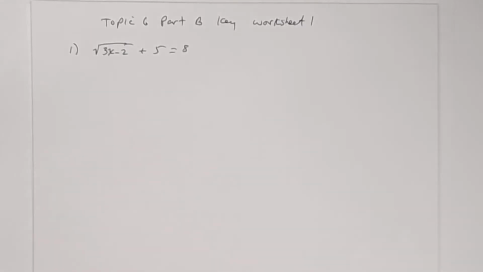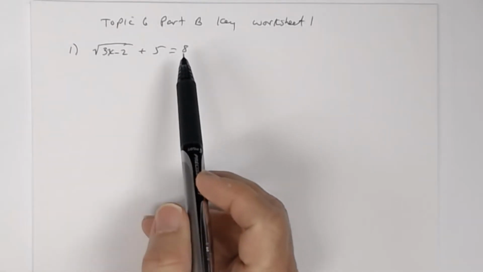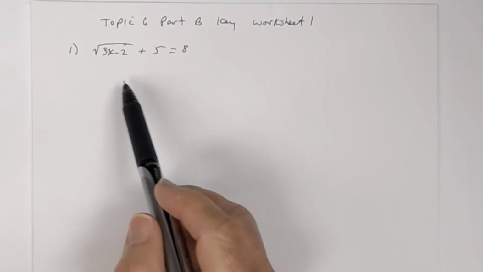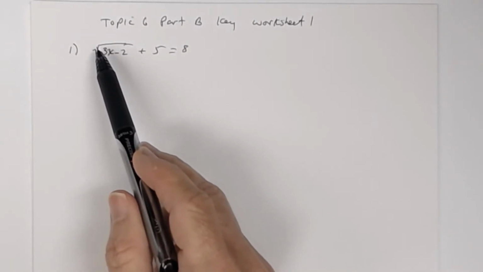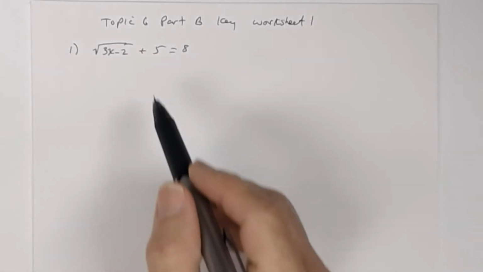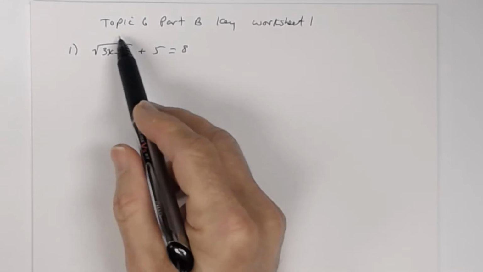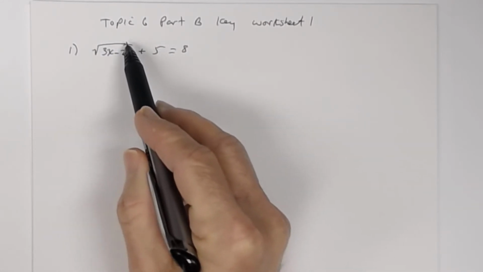Okay, so in 1 we have the square root of 3x minus 2, plus 5, equals 8. Now when solving a square root equation or any radical equation, in this case it's a square root, remember the index, if you don't see an index here it's understood to be 2, so square root. So in solving a square root equation, the first thing you want to do is get the square root expression by itself. So you want to isolate this part here.